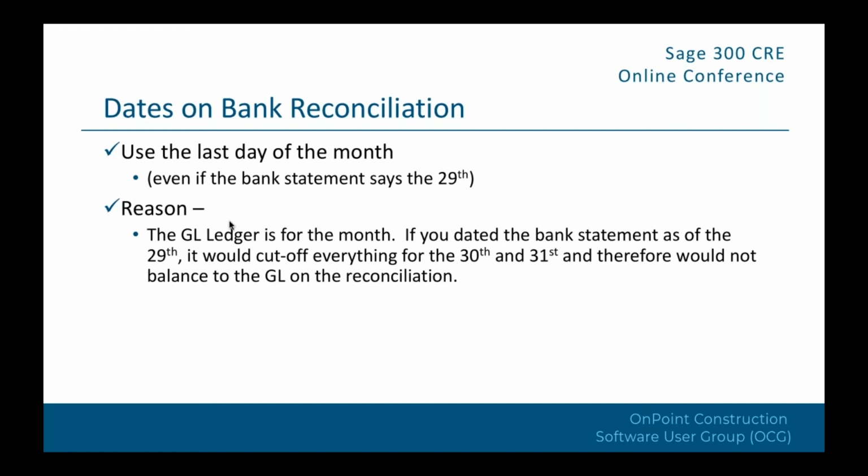So if you put the 29th on there, it wouldn't show you anything past the 29th. But if you're trying to reconcile to general ledger, you need it through the end of the month, because that's what the general ledger is going to give you. It's always a full month report. So you don't want to cut off any transactions that were out there for the 30th and the 31st.